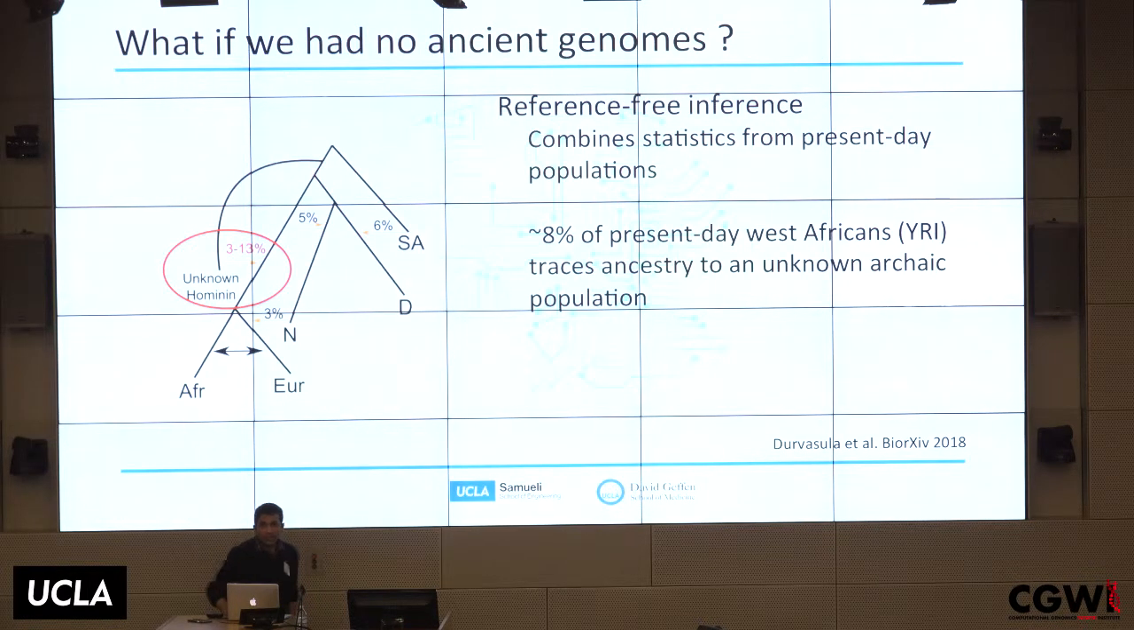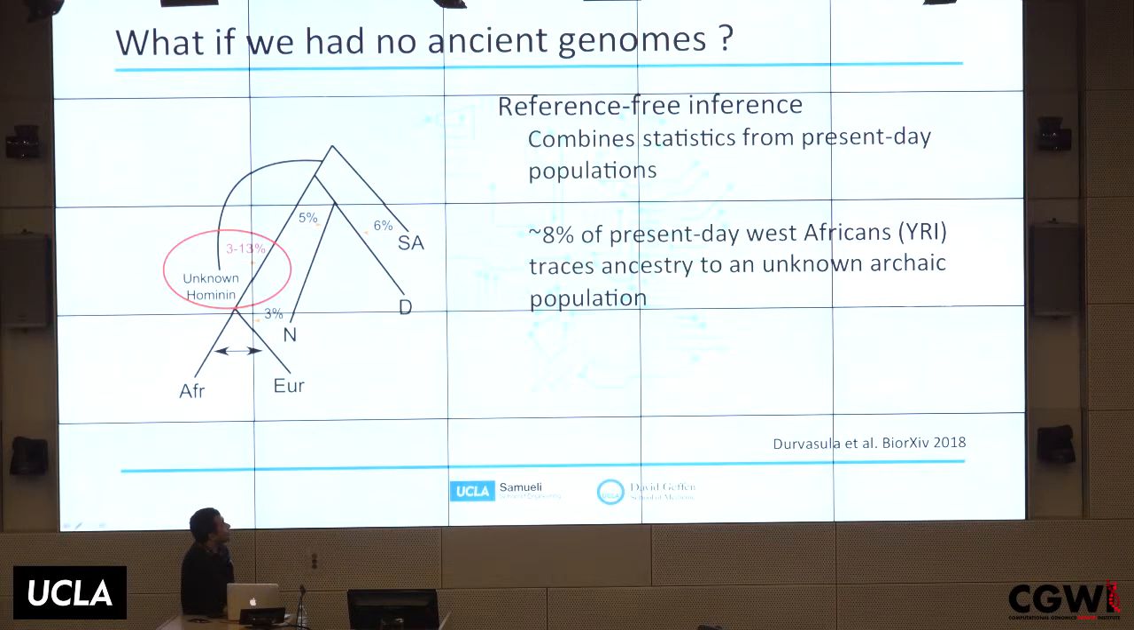So finally, one question is, what if we don't have any of these ancient genomes? Are we constrained by the fact that we can say some of this only because we have these ancient genomes to start with? In more recent work, we've been working on methods that try to do these inferences without access to these reference ancient genomes. What we try to do is look at statistics that are computed from present-day individuals and use those to build inferences about ancient populations.